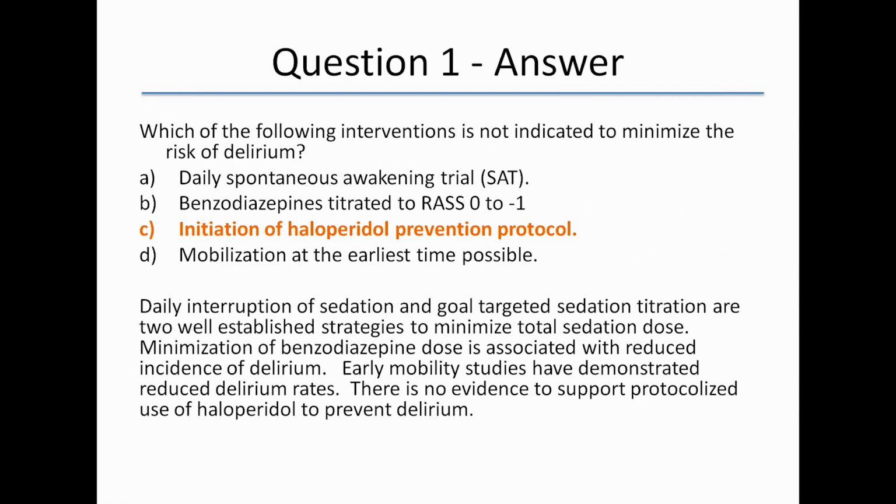The answer, which of the following interventions is not indicated to minimize the risk of delirium? The appropriate answer is C, initiation of haloperidol prevention protocol. Daily interruption of sedation and goal-targeted sedation titration are 2 well-established strategies to minimize the total amount of sedation use. We talked earlier about the fact that sedation, particularly benzodiazepines, are associated with increased incidence of delirium. Minimization of benzodiazepine, early mobility studies have demonstrated reduced delirium rates. There's no evidence to support protocolized use of haloperidol to prevent delirium.